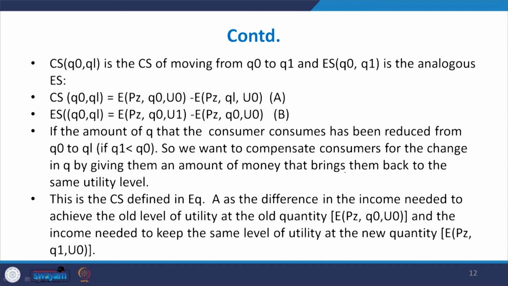So, the change may be in any direction, improvement or deterioration. Equivalent surplus is the amount of money required for the consumer to reach the higher level of utility from U0 to U1 with the initial level of environmental product, minus the amount of money required for the consumer to achieve the given level of utility without change in the environmental quality.